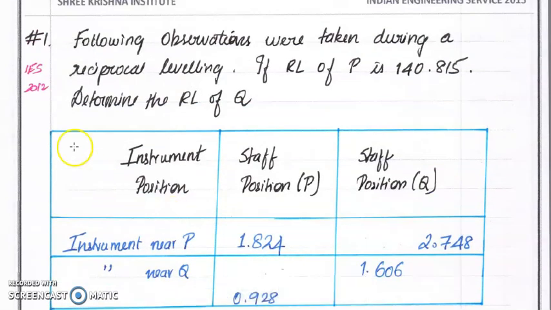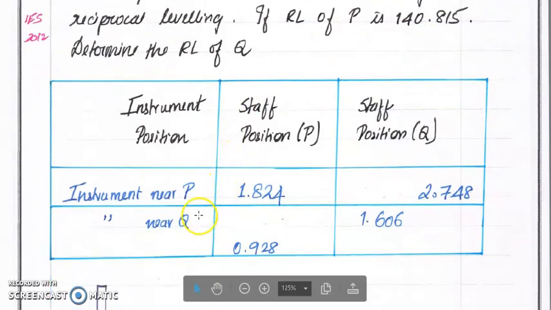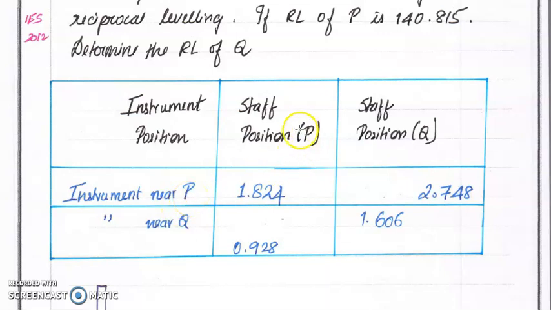This is very useful. This question was asked in the Indian Engineering Services. The following observations were taken during a reciprocal leveling. If the RL of P is 140.815 meters, determine the RL of Q. This is a reciprocal leveling. The instrument is placed near P. The corresponding staff reading at station P is 1.824 meters and at staff station Q is 2.748 meters.